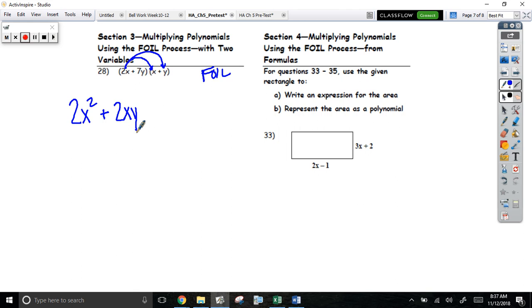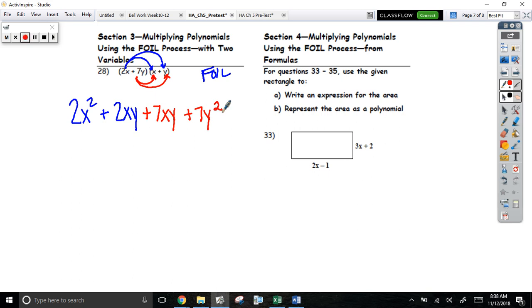Then go to our inner terms. 7y times x. Again, you could put 7yx, but I always will put 7xy. That way I notice that these are like terms. You can rearrange it using the commutative property so that you can make sure that they are like terms. And then we'll multiply last times last, which will get me 7y squared.